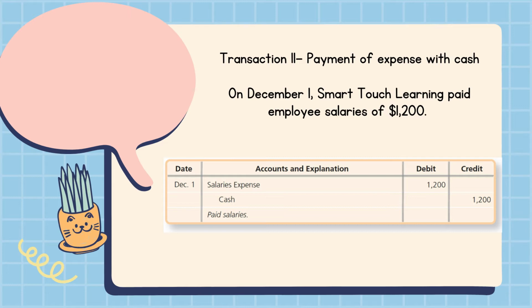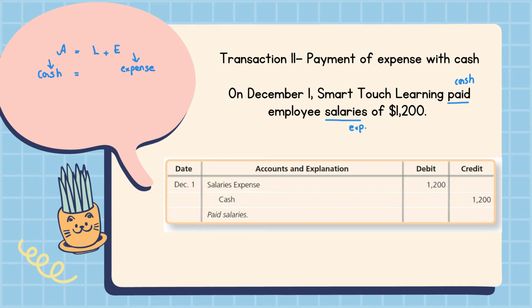Transaction 11. Payment of expense with cash. On December 1st, Smart Touch Learning paid employee salaries of 1,200. Paid means my cash has decreased. Salaries, it's an expense account. Again, the accounting equation is assets equals liabilities plus equity. Cash is under assets. It decreased. I paid. And expenses will always decrease my equity.